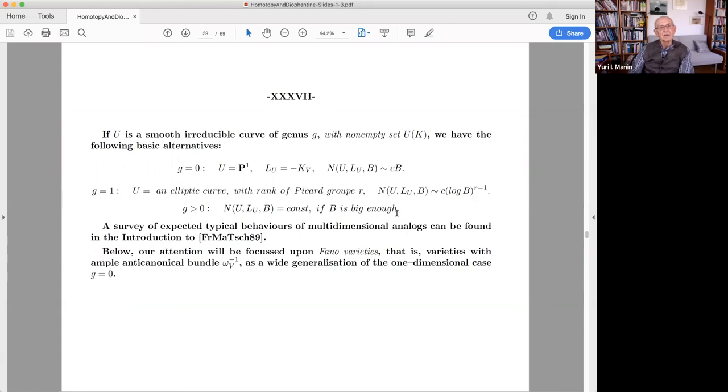This was a long famous conjecture, and it was proved by Faltings. And we expect some typical behaviors of multidimensional analogs. They are collected in the introduction to our archetypal paper. But below, I will stop considering all varieties, and we'll focus upon Fano varieties. They will be a multidimensional generalization of genus zero curves. It's a variety with ample anti-canonical bundle.